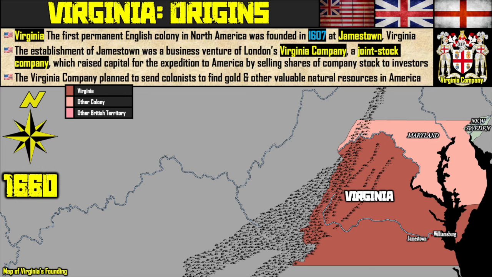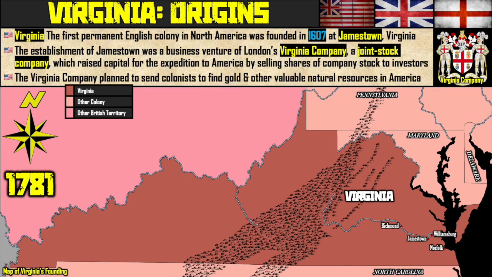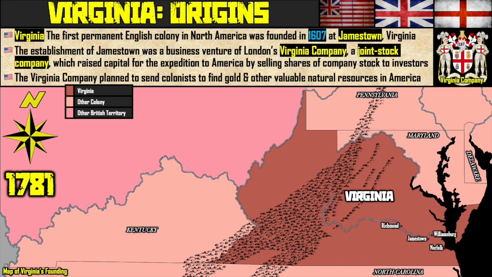The Virginia Company planned to send colonists to find gold and other valuable natural resources in America. On the eve of the Revolution, Virginia had stretched all the way to the Mississippi River. But after independence, Kentucky became an independent state, and after the Civil War, West Virginia will break away from Virginia, giving us our current day border.